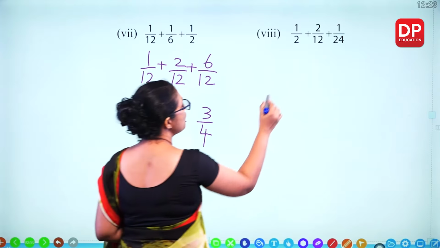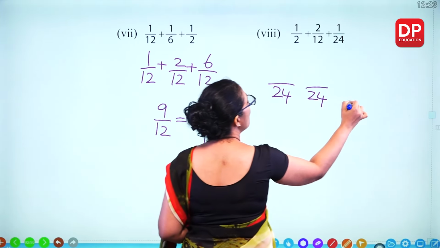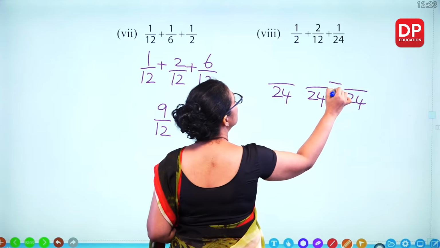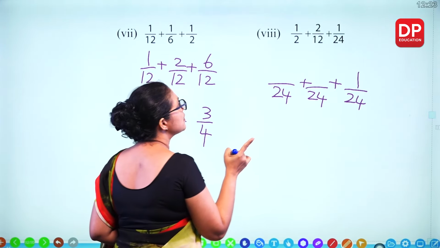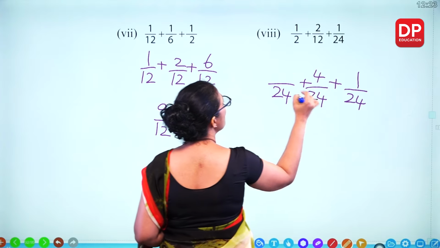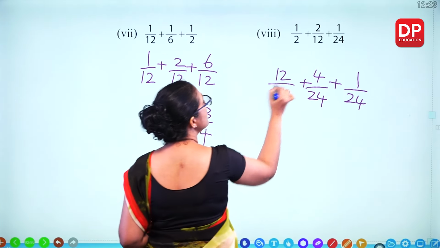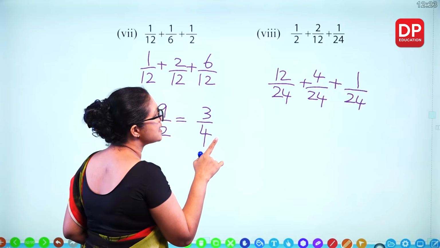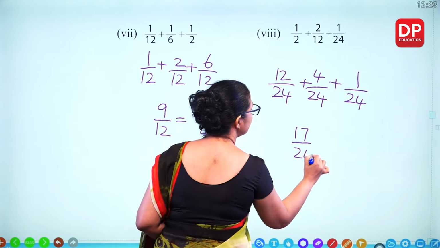2, 12, 24. Everything to 24. This is already there. 12 to 24 multiplied by 2. 2 times 2, 4. 2 to 24 means multiply by 12. 12. So 12 plus 4, 16. 16 plus 1, 17.